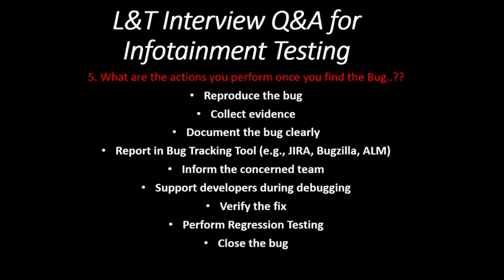What are the actions you perform once you find a bug? Once we find the bug, below are the actions we perform. Reproduce the bug, collect evidence like videos and logs, document the bug clearly, report it in a bug tracking tool, for example Jira, Bugzilla, ALM or Codebeamer, inform the concerned team, support the developers during debugging, verify the fix, perform regression testing, and at last close the bug.